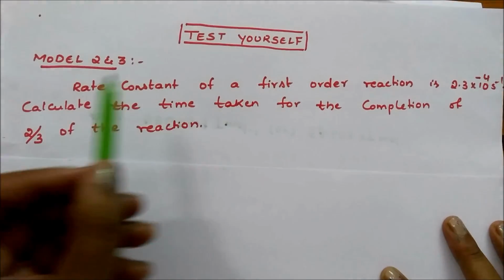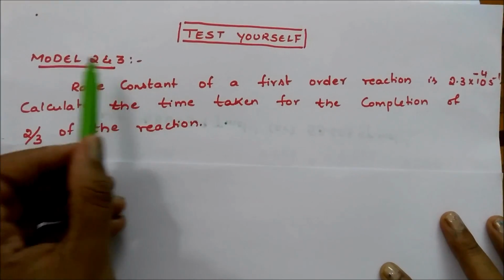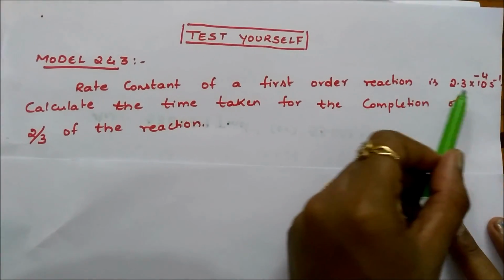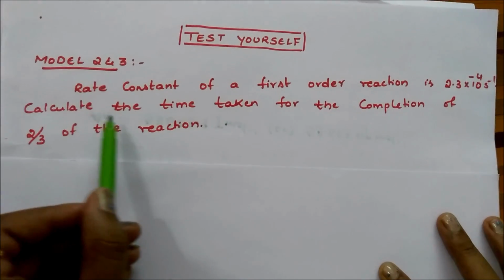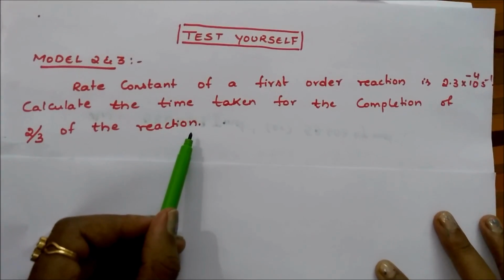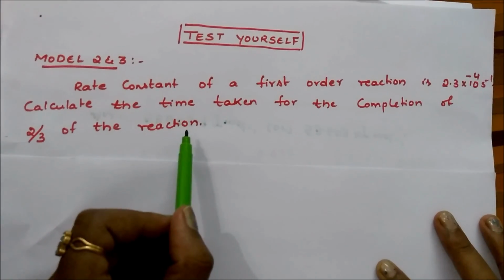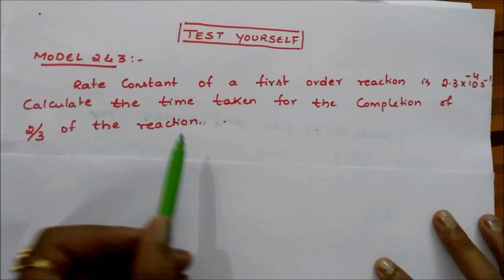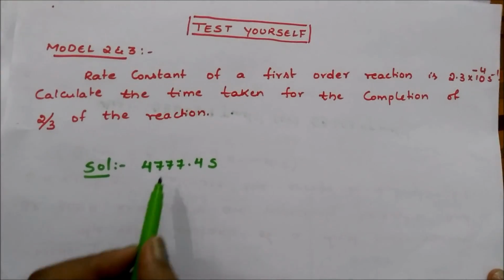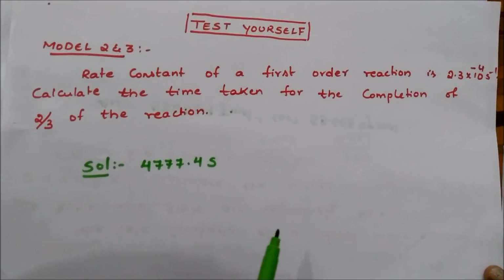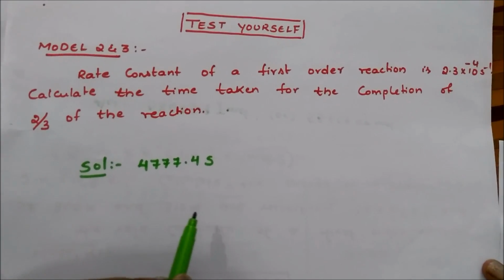Test yourself. Problem based on model 2 and 3. Rate constant of a first order reaction is given. Calculate the time taken for the completion of 2/3 of the reaction. Try this, students. Click on the pause button, take paper and pen and find out the answer. This is the answer. If you get the answer, you are perfect on these second and third models.